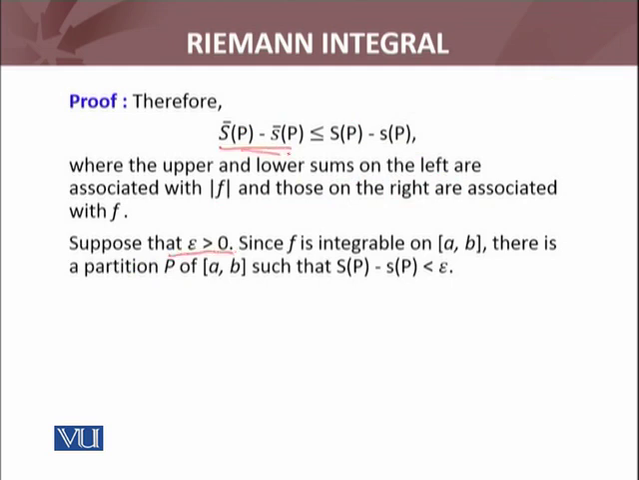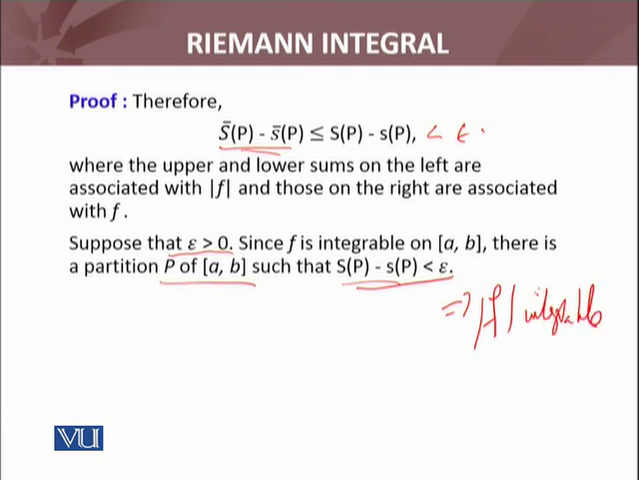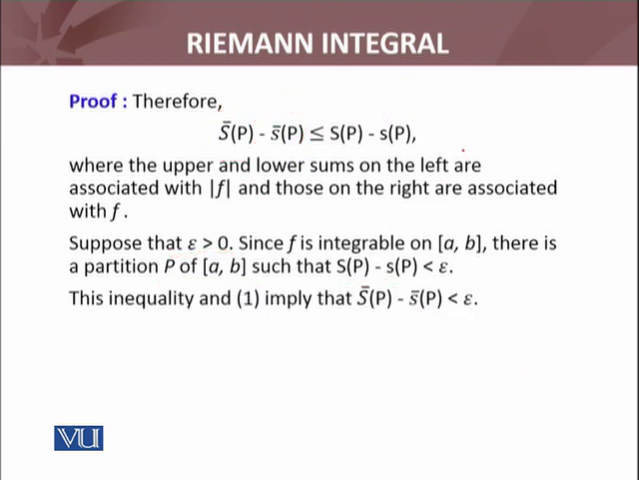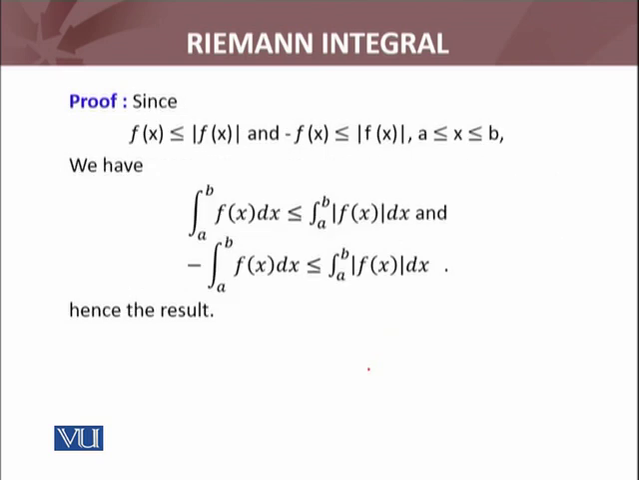Why have we considered this? Because I will show that the upper sum minus the lower sum is less than epsilon. Since f is integrable on [a, b], there is a partition P of [a, b] such that the upper sum minus the lower sum is less than epsilon. I will use this here. So it is very easy: |f| is integrable. Because for every epsilon greater than 0, the upper sum minus the lower sum of |f| is less than epsilon. We have proved this. This inequality and the previous one imply that |f| is integrable on [a, b].